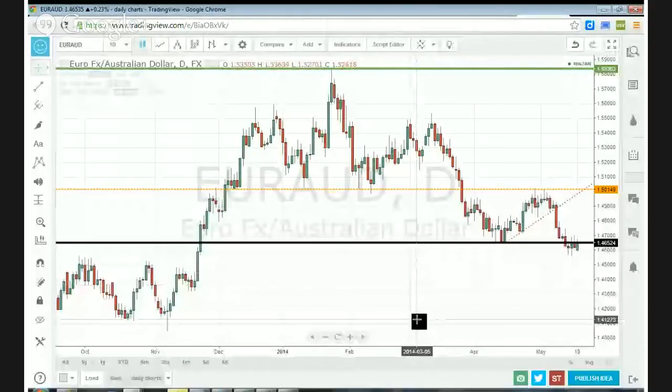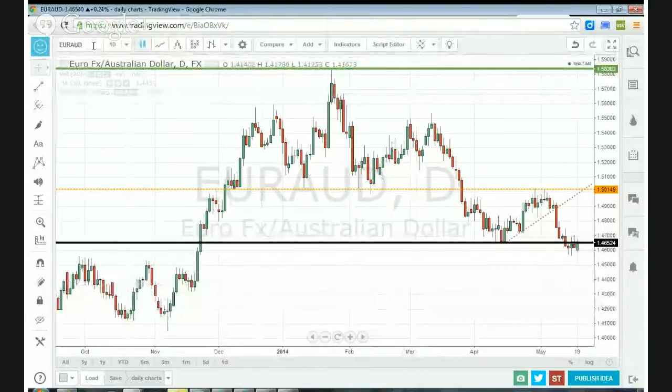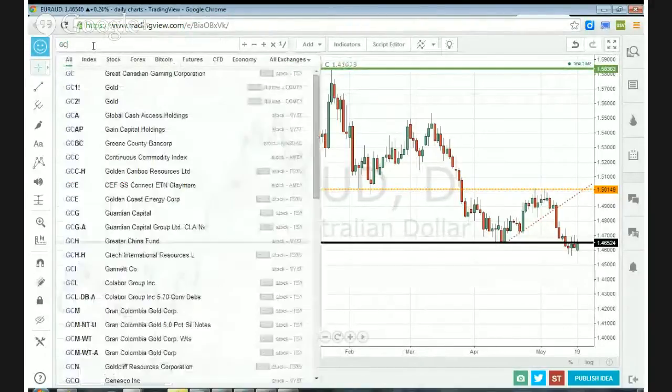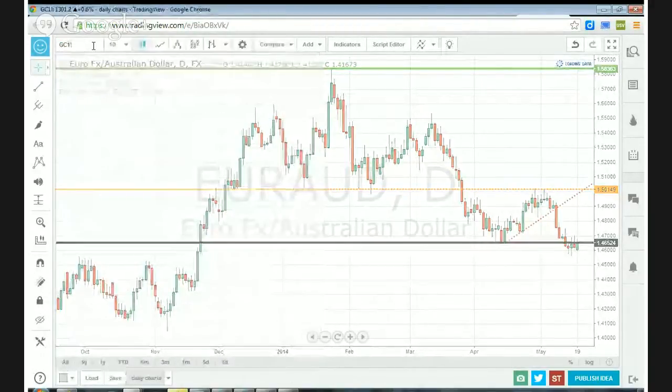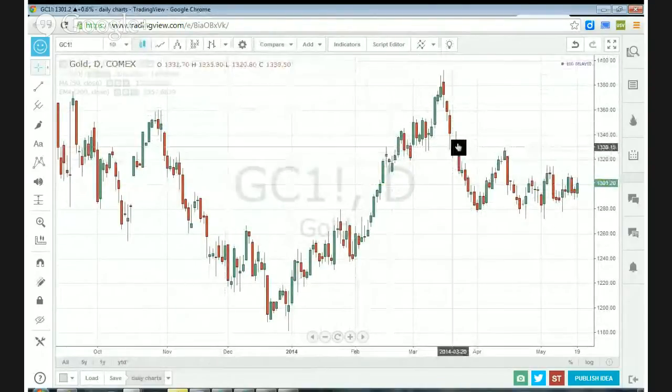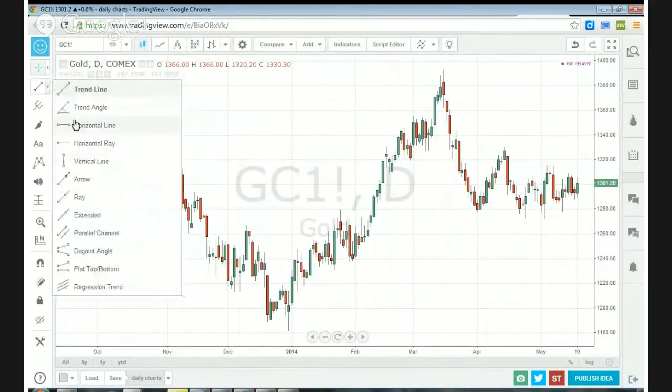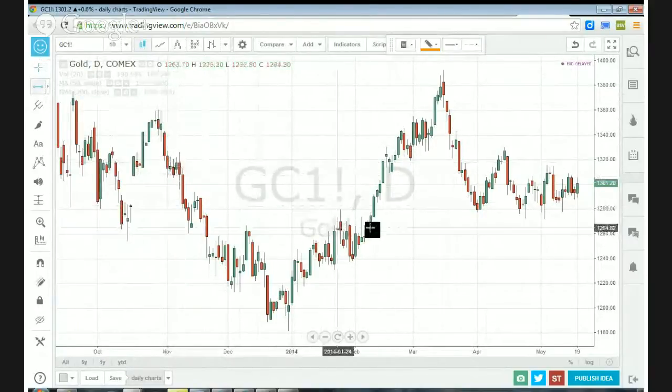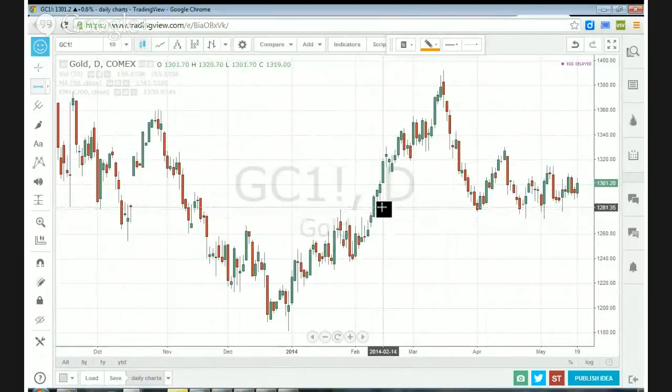Let's get started. Okay, on the screen right now is a Euro Aussie chart, but let's take a look at gold, as I often like to do. Okay, gold now at 1301. The major thing here is that we stay above this support level.